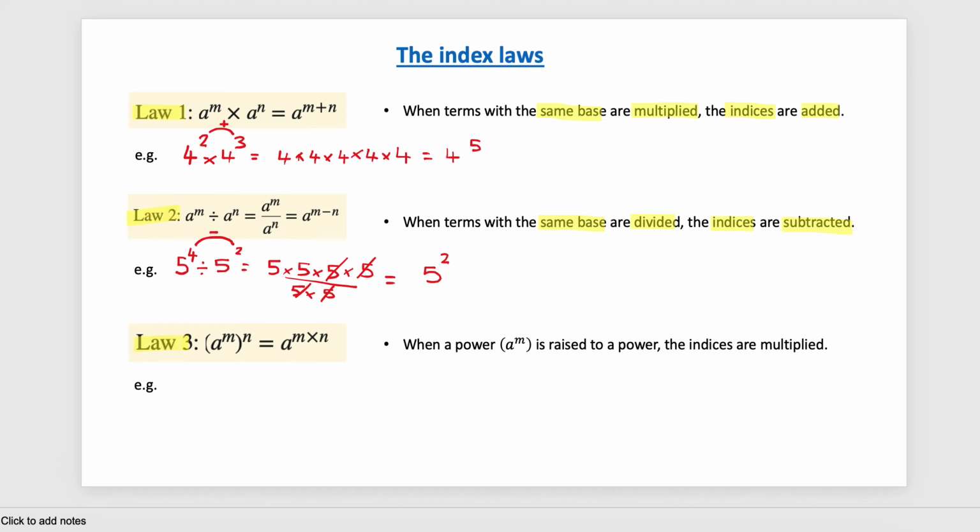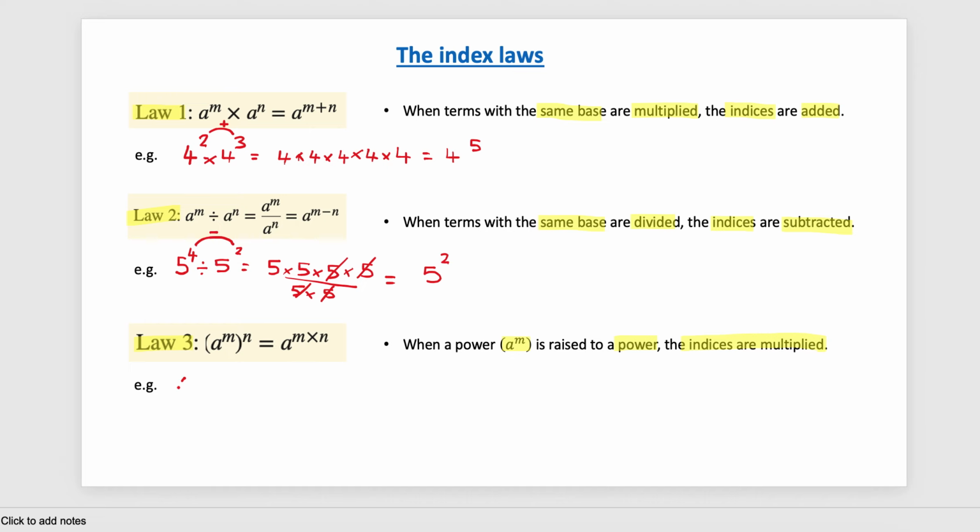Let's have a look at law 3. So law 3, we've got when a power a to the power of m is raised to another power, then the indices are multiplied. So here we've got a to the power of m in brackets and then another power on the outside. All we do is multiply the powers.